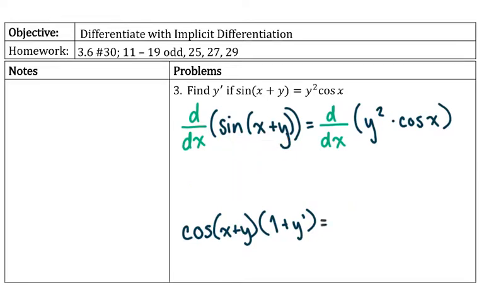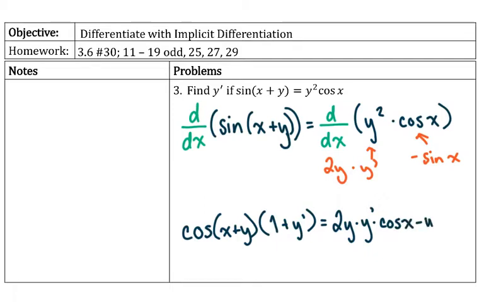So on this side, we're using the product rule, so we have y squared times cosine of x. Now cosine of x is in terms of x, so that's just going to be the derivative, negative sine. Here, just like in the last problem, we get 2y times y prime. So when we use the product rule, we get 2y times y prime for f prime, times g, which is times cosine of x, plus y squared times negative sine of x.